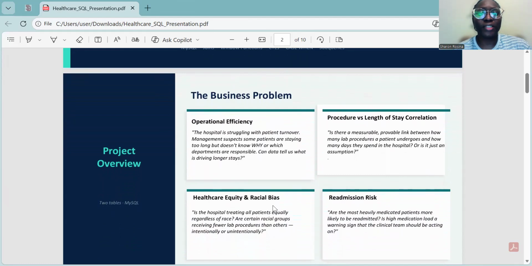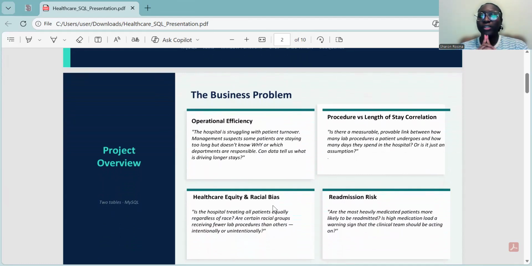The business problem that I was trying to uncover with the dataset, before I forget, the dataset I got from Kaggle. So I had 4 business problems. As you can see, this is operational efficiency, procedure versus length, if they have a correlation, healthcare equity, and racial bias, and I had readmission risk.